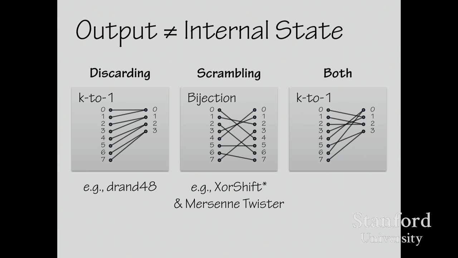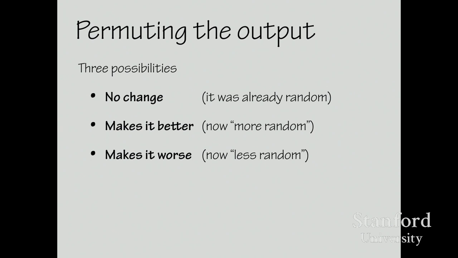But no matter how we do this, we should make sure we don't introduce bias. You might notice it's always the case that it's k to 1. So in these examples, it's 2 to 1: everything in the output has exactly two things that map to it. If we did something different from that, we'd introduce bias. So that's the idea that the output doesn't have to be the internal state. We can permute it in some way. And there are three possible things that can happen if you permute the output. If the thing was already truly random in some sense, it couldn't possibly change it. To put it through any kind of bijection wouldn't make it any less random than it already was.